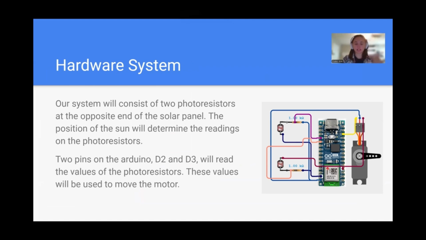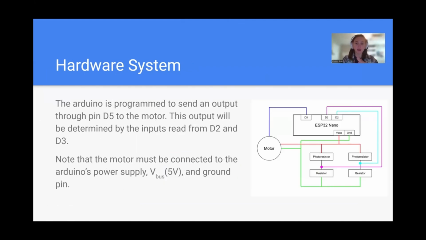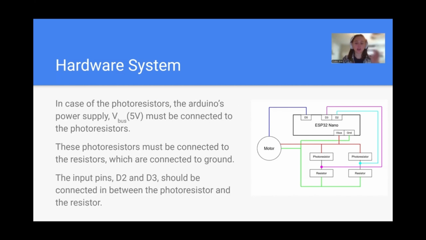These pins will be connected to D2 and D3 on the ESP32 respectively, and they will provide feedback to the motor. The output signal for the motor will come from D5 on the ESP32, and all of the components involved in this will receive power and be grounded through the ESP32.